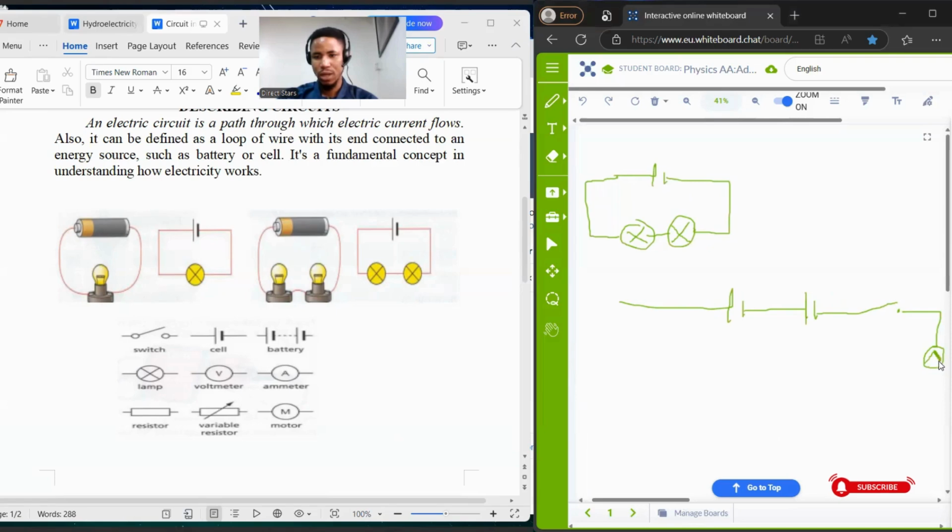This is an ammeter. An ammeter is used to measure the current flow in a circuit. This is a voltmeter. A voltmeter is used to measure the voltage in a circuit. And this is a resistor. A resistor opposes the current flow in a circuit. And we have a lamp. This is to represent a lamp. And this is a motor, M.